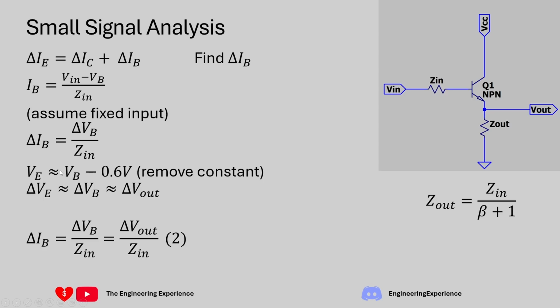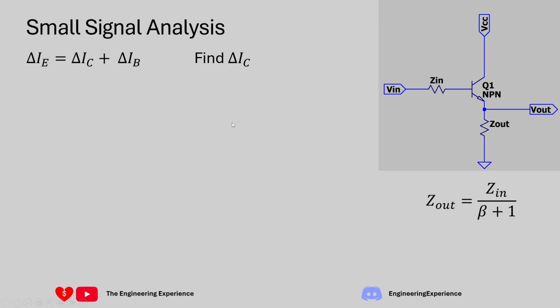So now if you're looking back at delta IB equals delta VB divided by Zin, we can replace the delta VB with V out, and this becomes useful later on to simplify the equation. So we get delta IB is equal to delta V out divided by Zin.